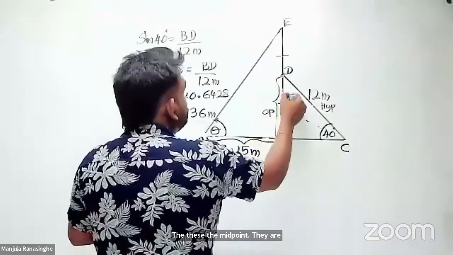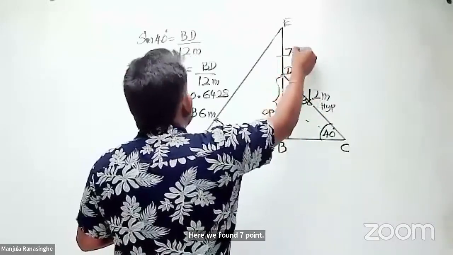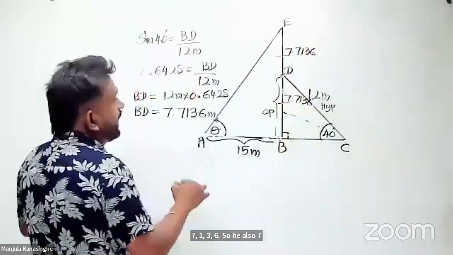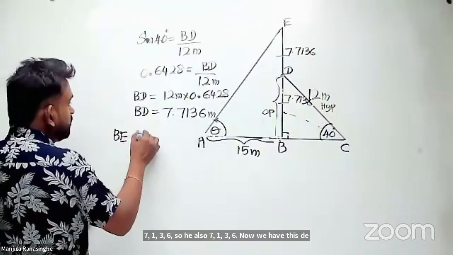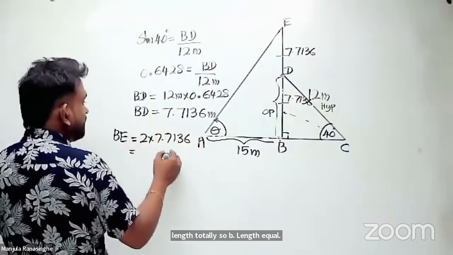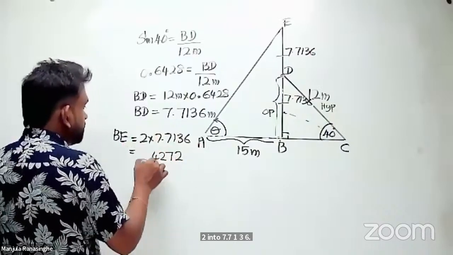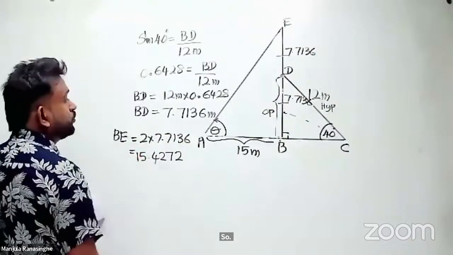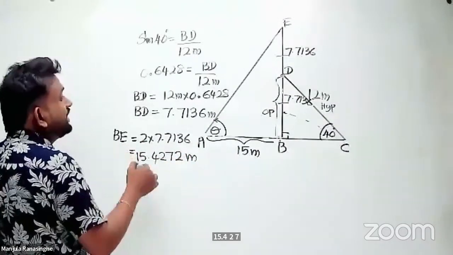Here we found 7.7136. So here also 7.7136. Now we have the BE length totally. So BE length equals 2 times 7.7136, which is 15.4272 meters. So now the BE length is known.